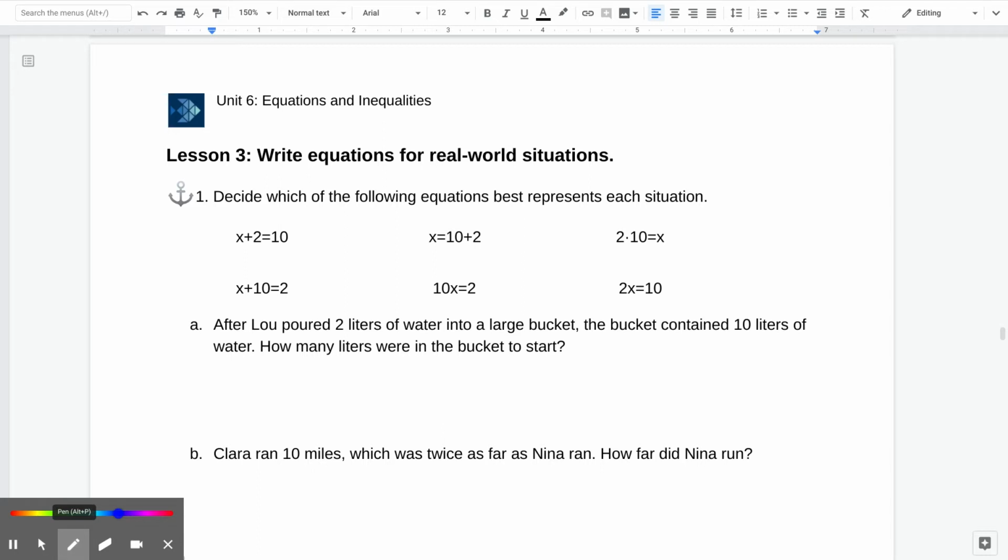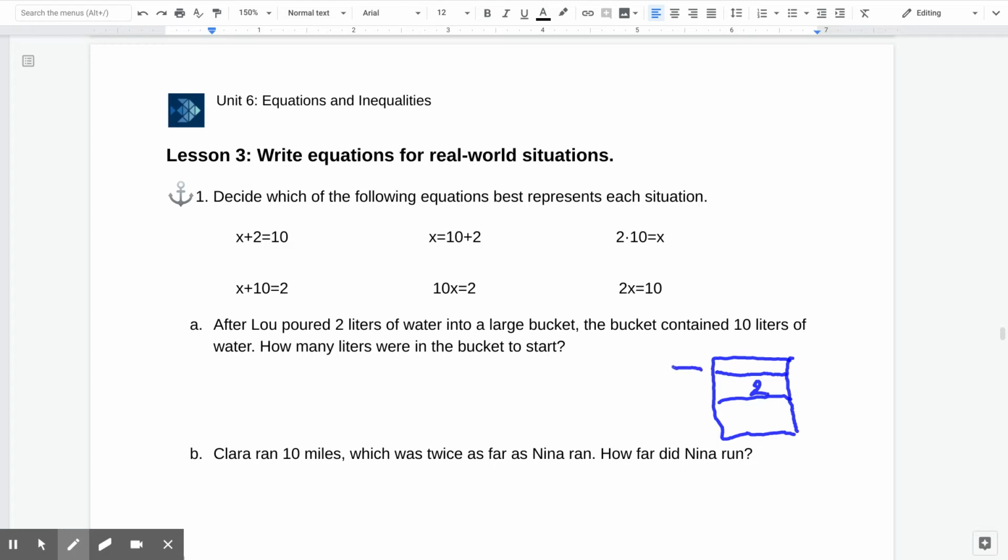So for Lou, who's pouring 2 liters of water, I'm going to draw my bucket kind of as my tape. After Lou poured in 2 liters, the bucket contained 10 liters, so that means this whole thing here is 10. So how many liters were in the bucket to start? That would be my x. So it looks like, based on that situation, I have x plus 2 equals 10.